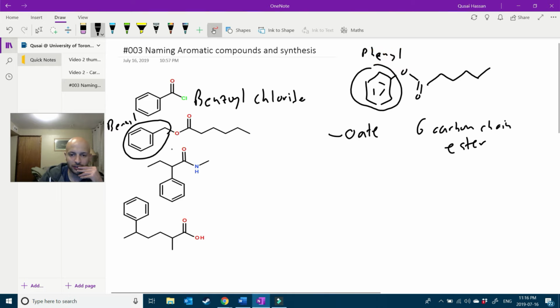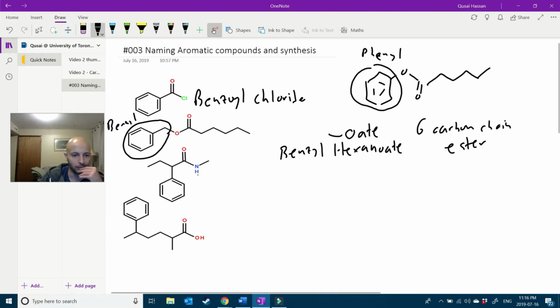Okay, so back to this compound. We have a benzyl. We have a 6 carbon chain attached to the carbonyl. So this will be referred to as benzyl hexanoate. Sorry, hexanoate.